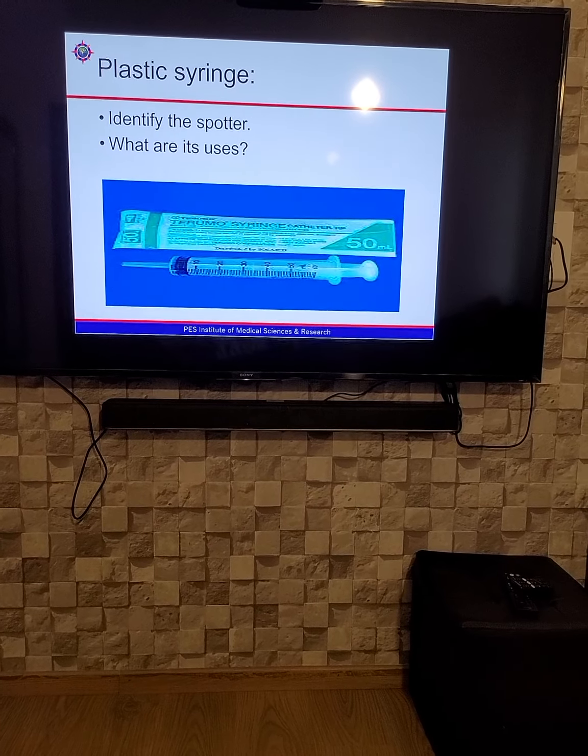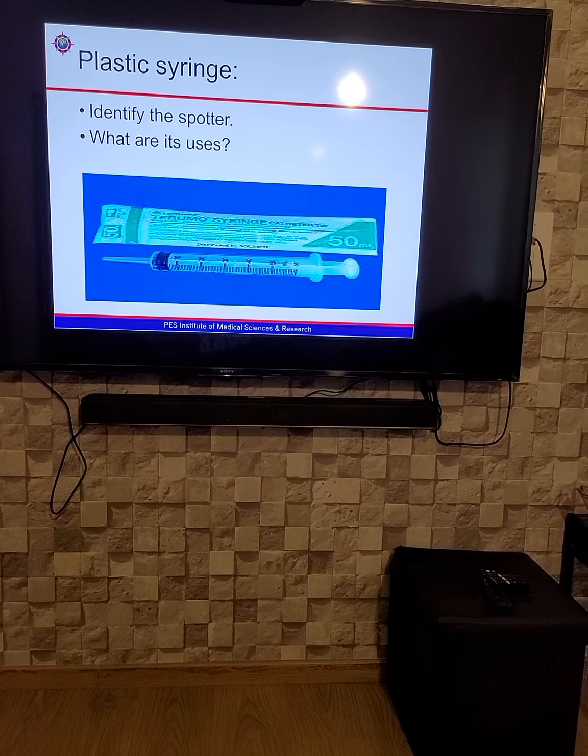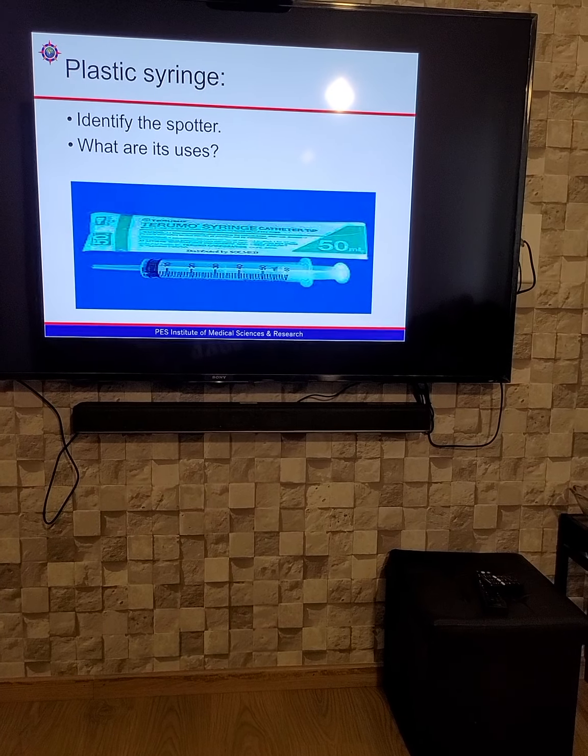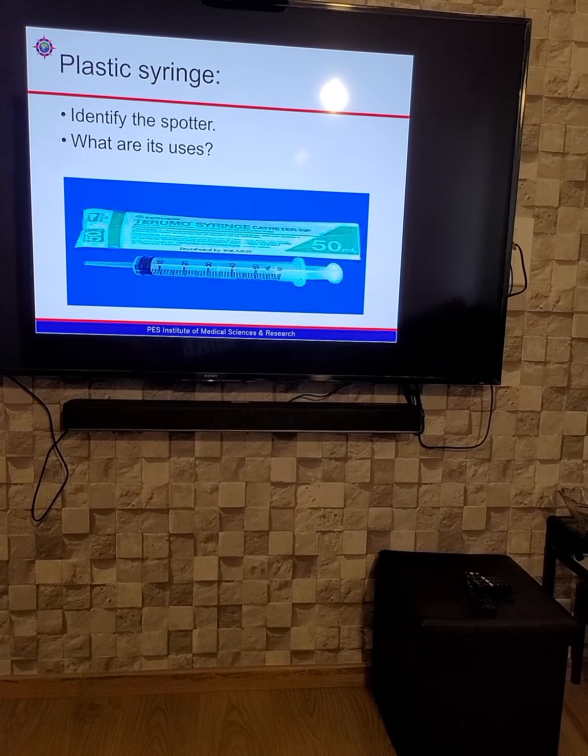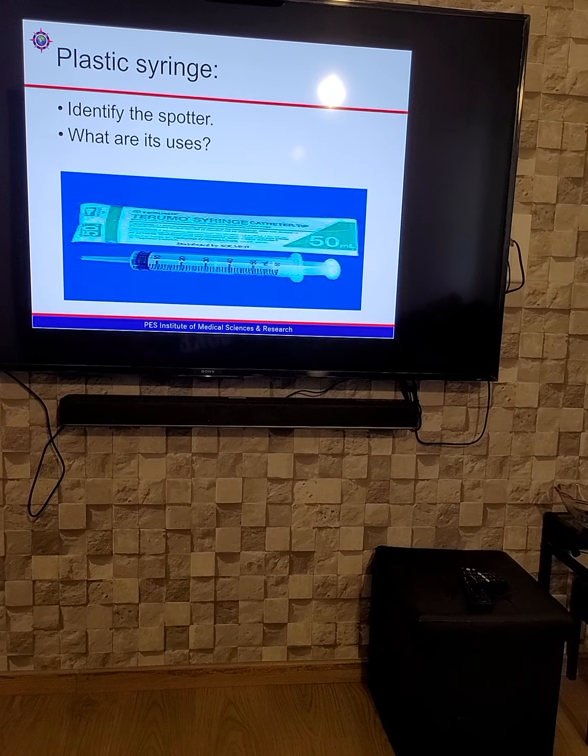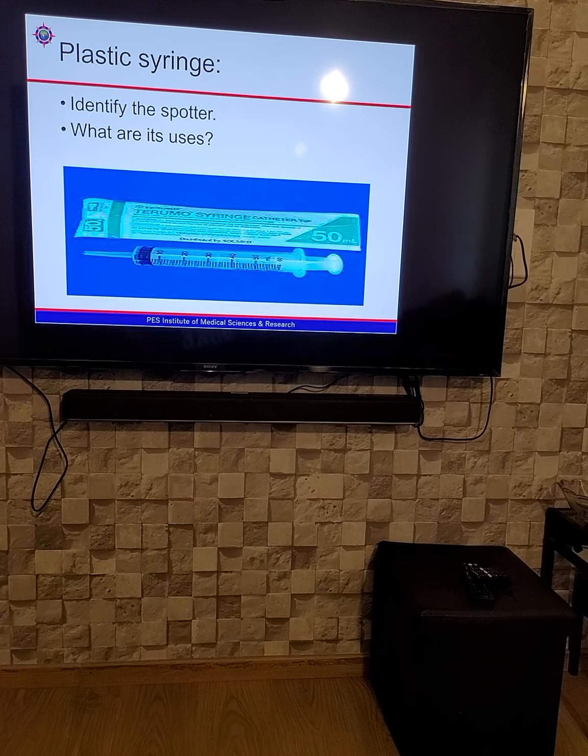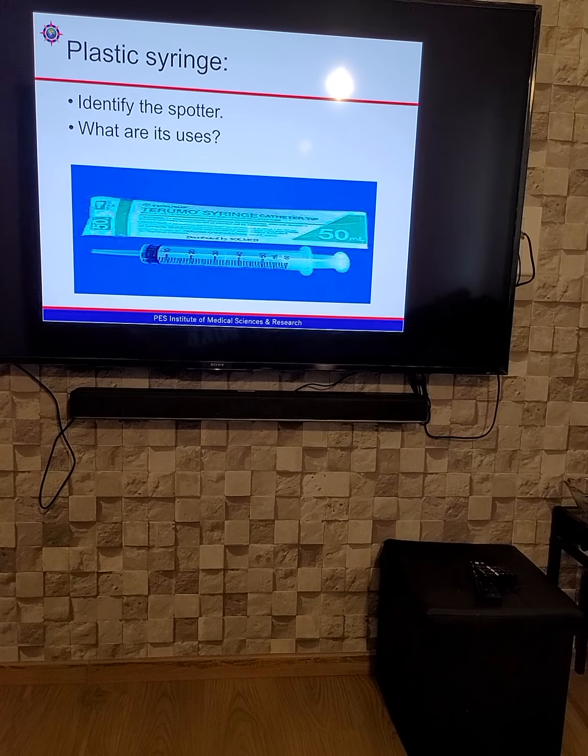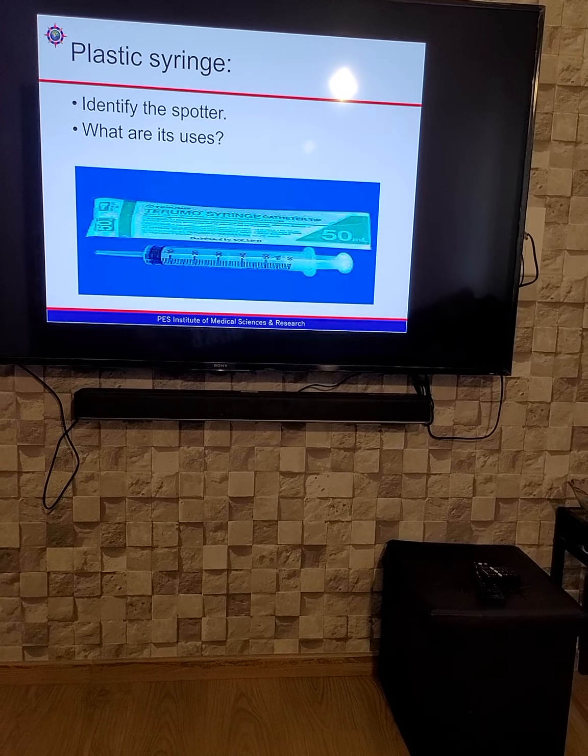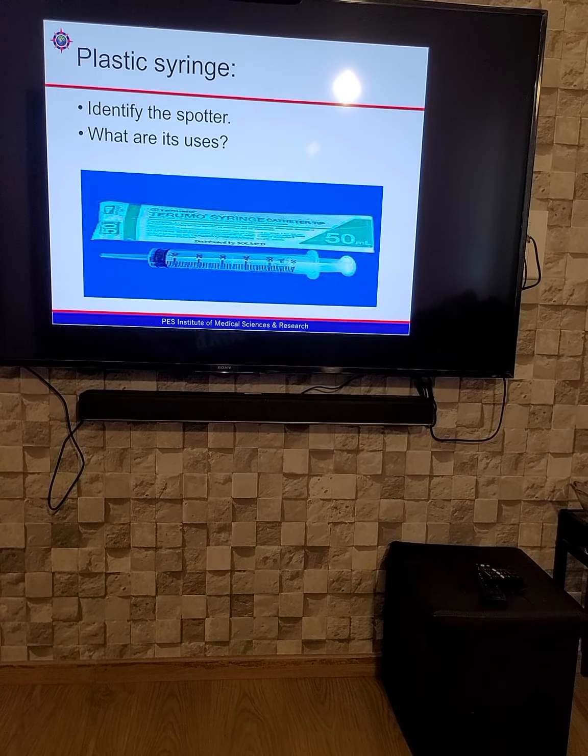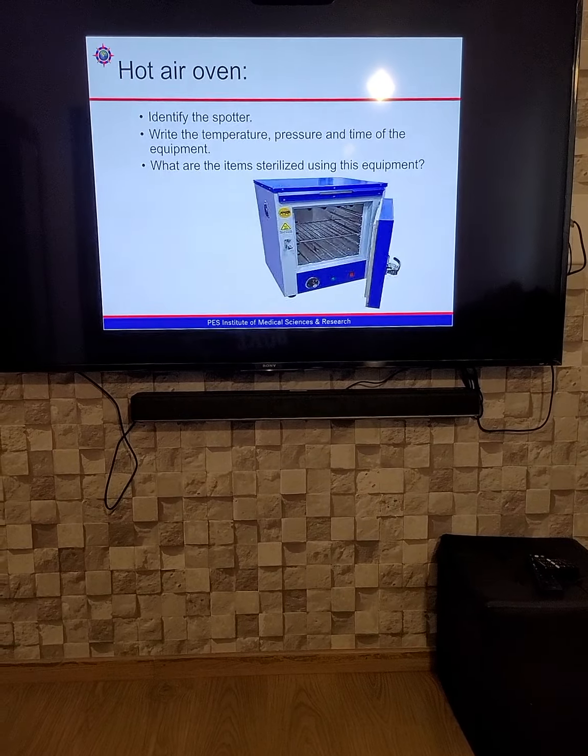This is a syringe. Again, it is sterilized by ETO, ethylene oxide, or gamma radiation. It is packed and sterilized, and it is used for taking the blood for blood culture.